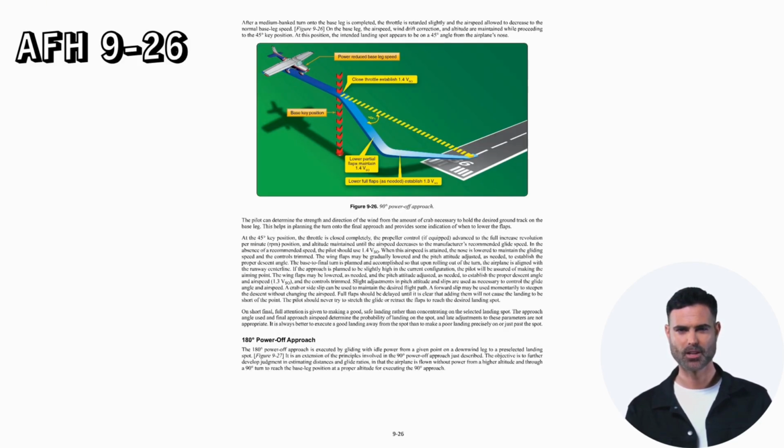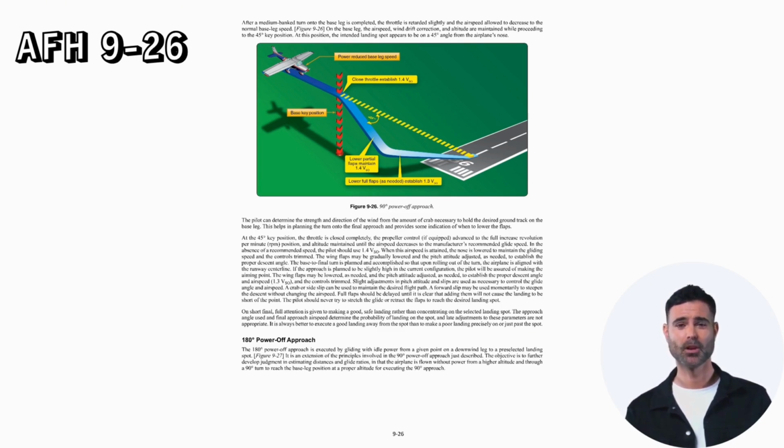After a medium bank turn onto the base leg is completed, the throttle is retarded slightly and the airspeed allowed to decrease to the normal base leg speed. On the base leg, the airspeed, wind drift correction, and altitude are maintained while proceeding to the 45-degree key position. At this position, the intended landing spot appears to be on a 45-degree angle from the airplane's nose.